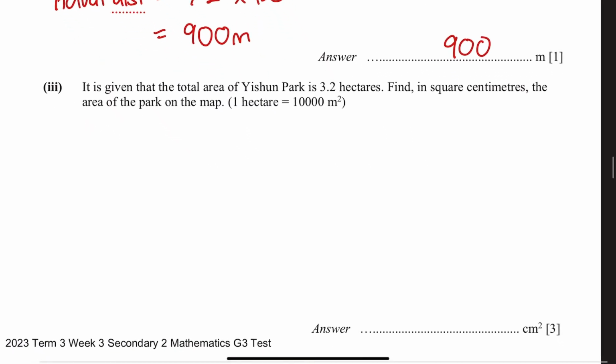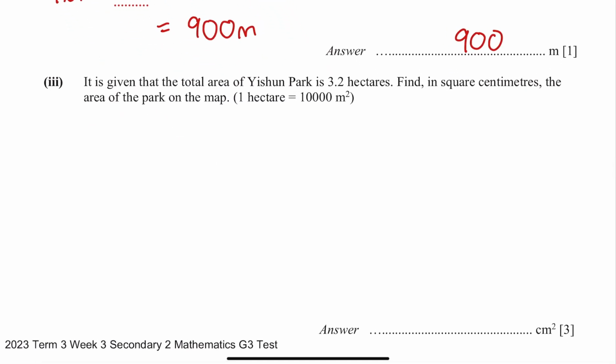It is given that the total area of Yishun Park is 3.2 hectares. Find in square meters the area of the park on the map. So 3.2 hectares, the question here tells you hectare means 10,000 meters square. So we can simply rewrite this. 3.2 hectares is simply 3.2 times 10,000 meters square. This is simply equal to 32,000 meters square.